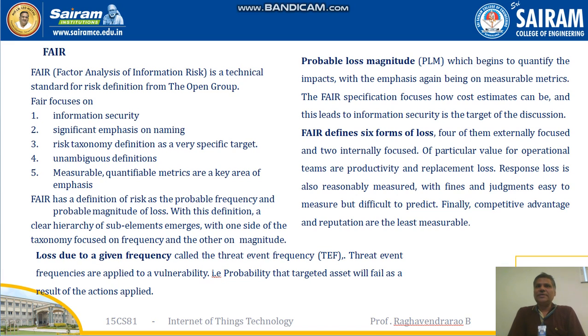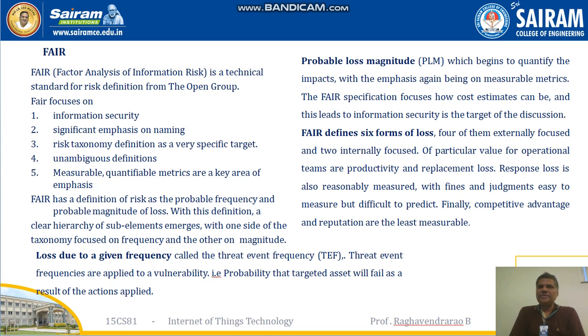So unambiguous definitions: if mail transactions are going to happen, they are going to be monitored. So this way it is going to be a measurable one. Quantifiable: suppose mail threats are coming, how many times, those things are going to be tracked by quantifiable metrics. So all this is having an impact on the key areas of emphasis, and is going to be taken care of.